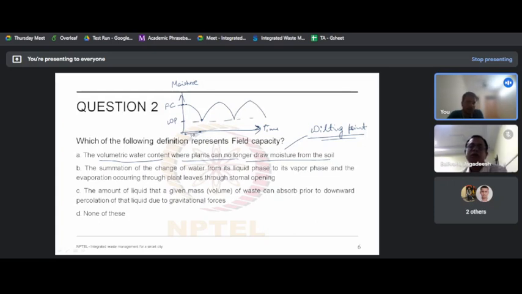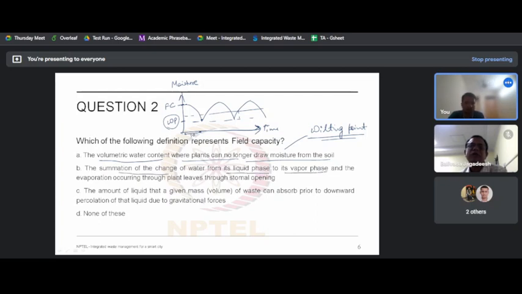So before it goes to the wilting point, at some level in between, we should irrigate so that the growth of the plants doesn't get hampered. So that is the wilting point. So at this point, the plant will not be able to survive and it will die. Then there is the summation of the change of water from its liquid phase to its vapor phase.